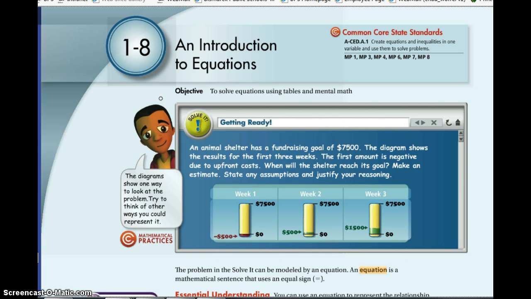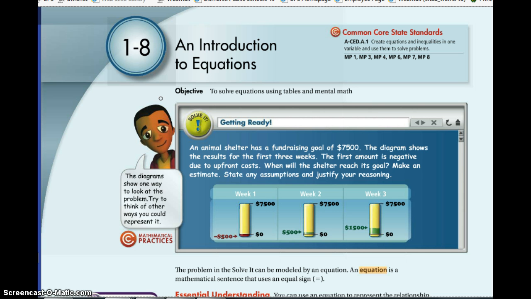So with this section, what we're trying to do is develop the concept that algebra is all about patterns, and we want to focus on these patterns so that we can hopefully develop an equation. Because if you can develop an equation with a pattern, then you can actually make predictions later on.